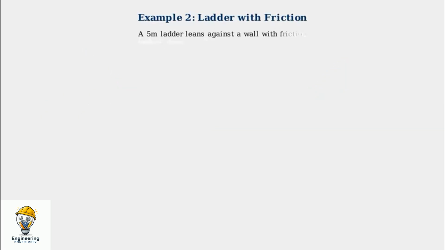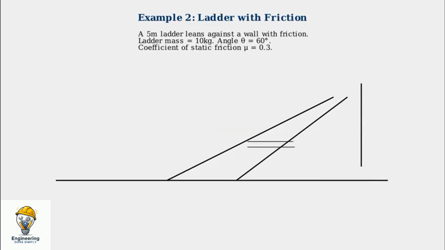Let's solve a more complex static equilibrium problem. A 5-meter ladder with mass 10 kilograms leans against a wall at a 60-degree angle. The coefficient of static friction between the ladder and the ground is 0.3. We need to find the forces acting on the ladder.